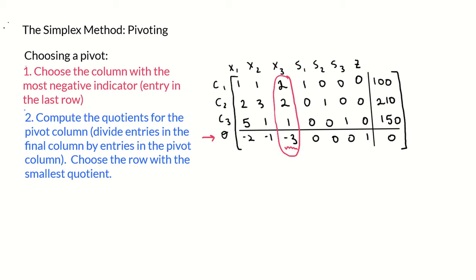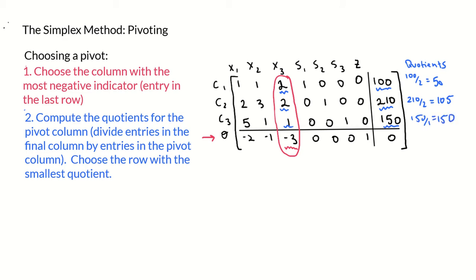Once we've selected the column, we then compute the quotients for that pivot column. So this selected column, we call it the pivot column. We calculate quotients by dividing entries in the final column by entries in that pivot column. So let's calculate the quotients. The first quotient, we divide 100 by 2 to get 50. Second quotient, we divide 210 by 2 to get 105. And last quotient, we divide 150 by 1 to get 150.